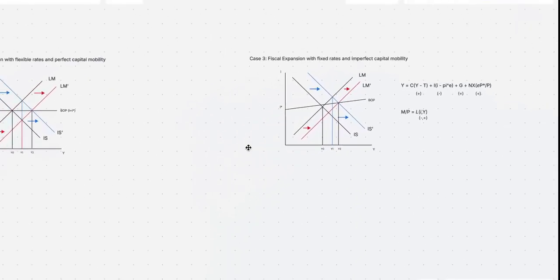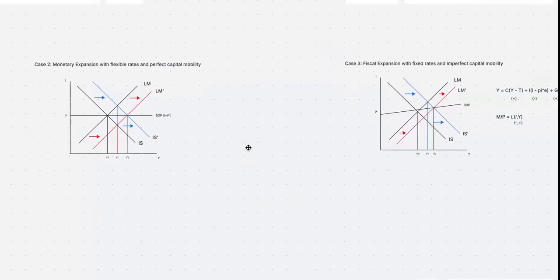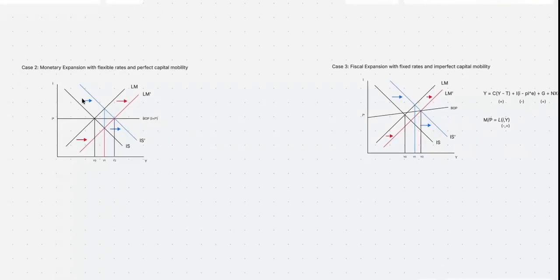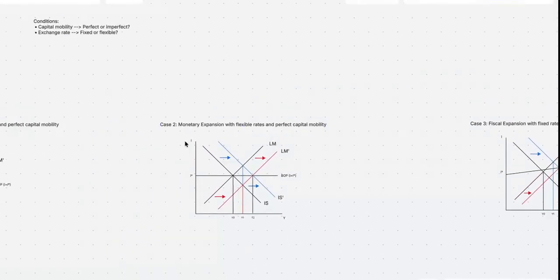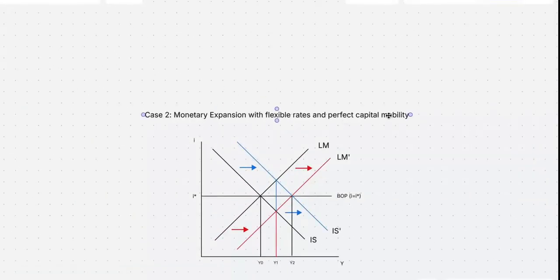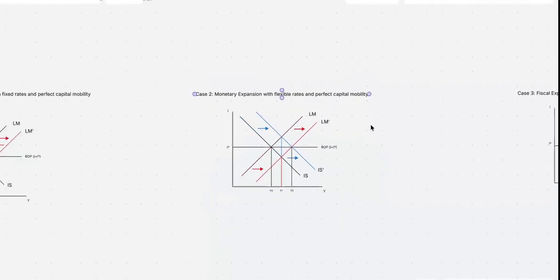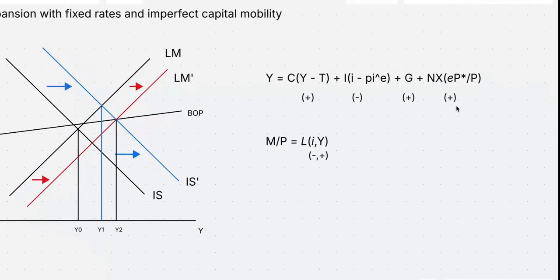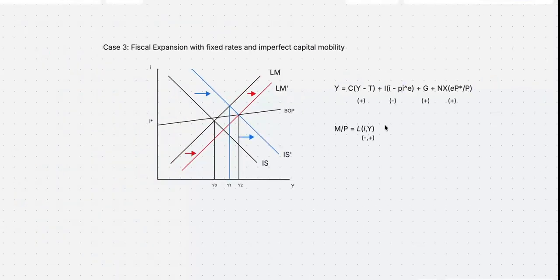So there is a summary for you about three different cases from the Mundell-Fleming model. There are some different adjustments that you can make to this. For example, you might want to look at a fiscal expansion with flexible rates and perfect capital mobility. But by using this logic that we have used in these graphs and also using these equations, you should be able to apply this to your own potential scenario that you might have.